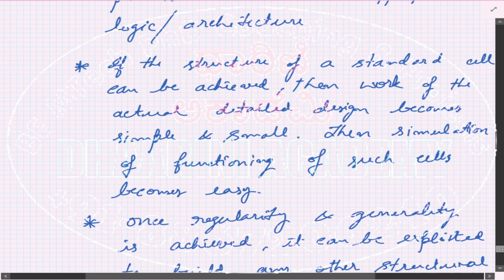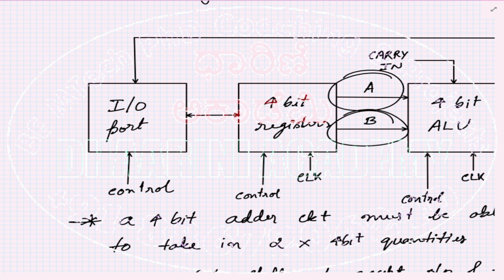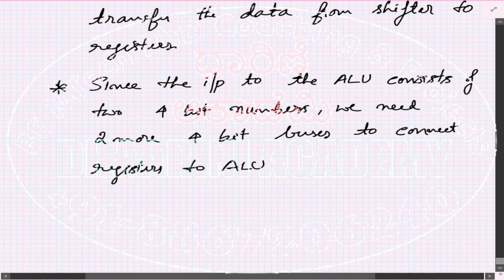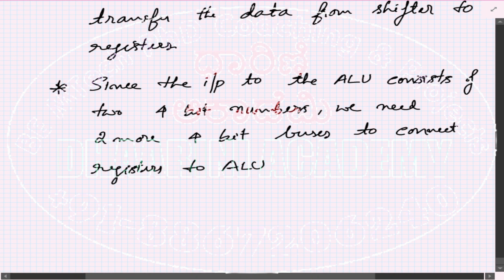Okay, so just look at the diagram to make things clear. So now we understood that this is 4-bit, this is also 4-bit. Okay, proceeding further, overall our requirements are, we need a 4-bit ALU, a 4-bit shift register, followed by 4-bit buses, 4 in number.